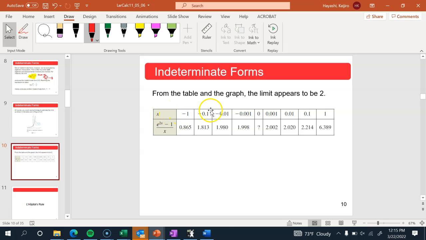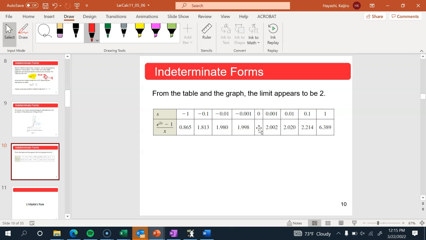If you get closer to 0 from the negative side, you see that the values of this expression are quickly approaching what appears to be 2. And the same thing as you approach 0 from the positive side. If you start at 1 and work your way down to 0, your values are going to get closer and closer to 2. So your limit is probably 2.